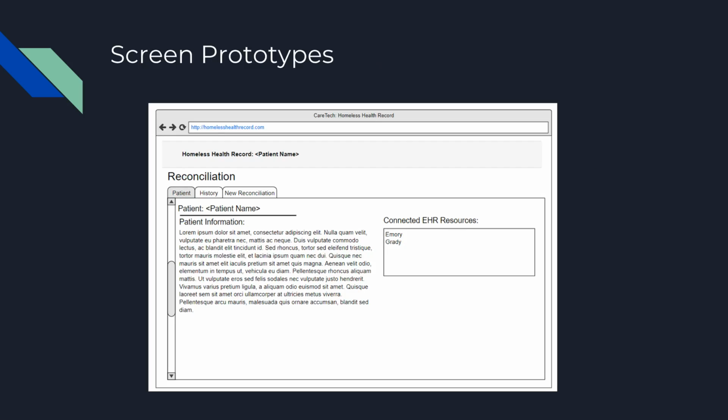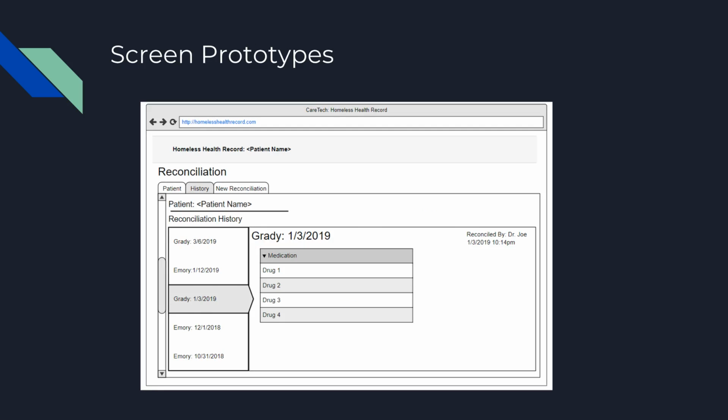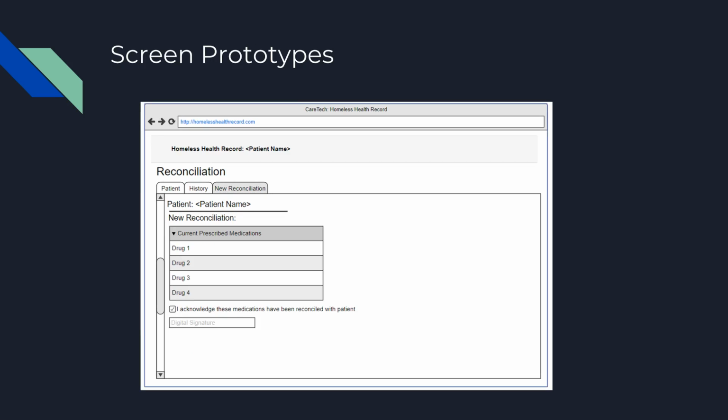So just quickly, the prototypes. This is just to kind of get us and our external mentors on the same page. So starting out, this is the patient. The provider can sign in. They can see the patient name, the information, and the connected resources. This is the history page where the different visits have been displayed and the reconciliation information is shown. And then here's just how they could create a new reconciliation with the prescribed medications.